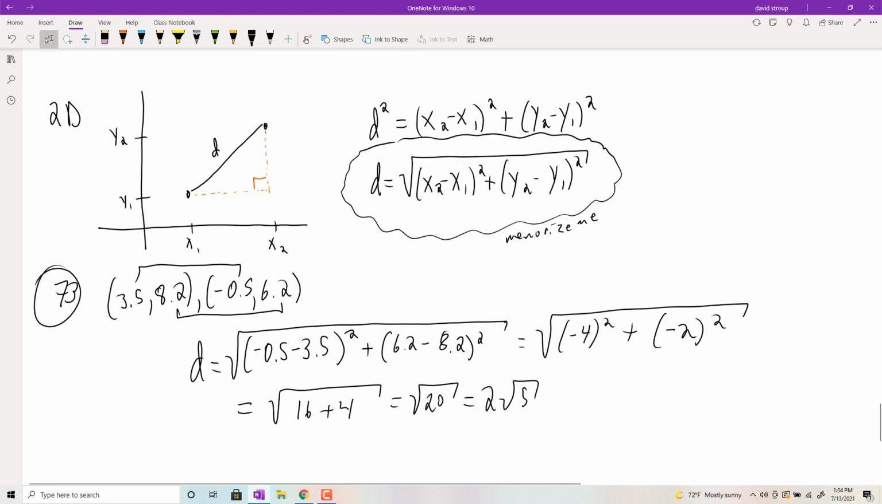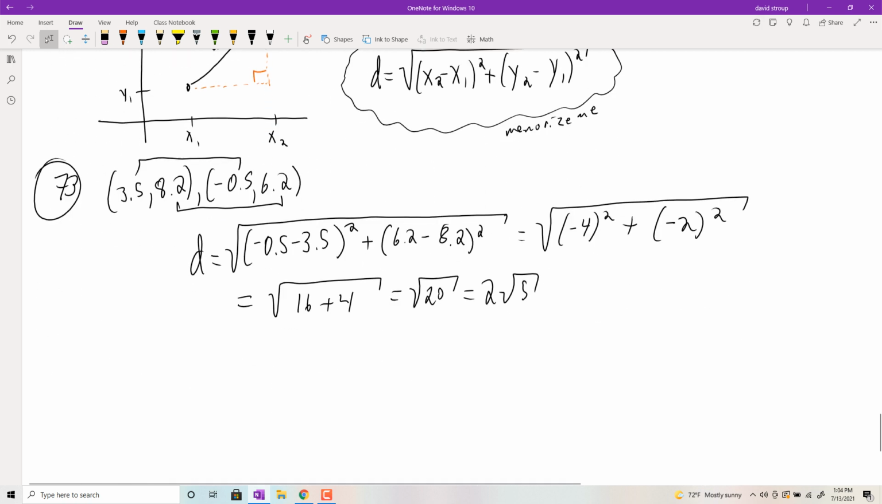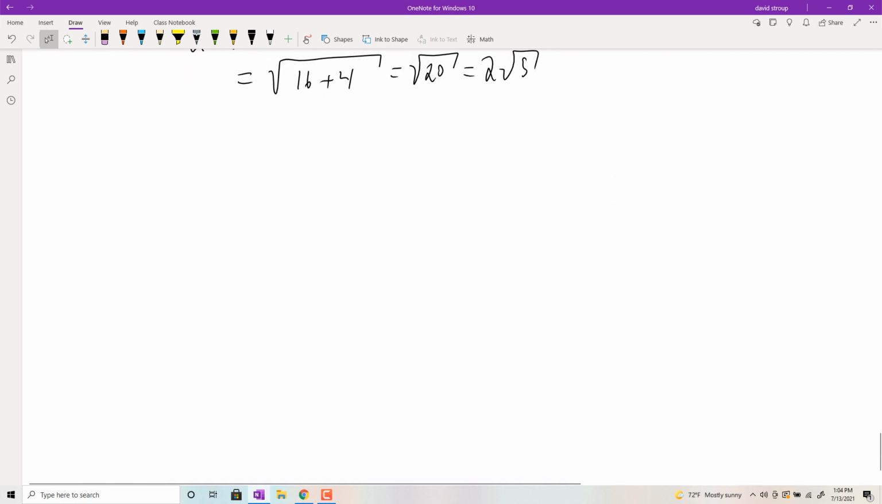So that's one formula. The other formula, not as important, but we'll give it to you. I won't force you to memorize this one. It is the midpoint formula.